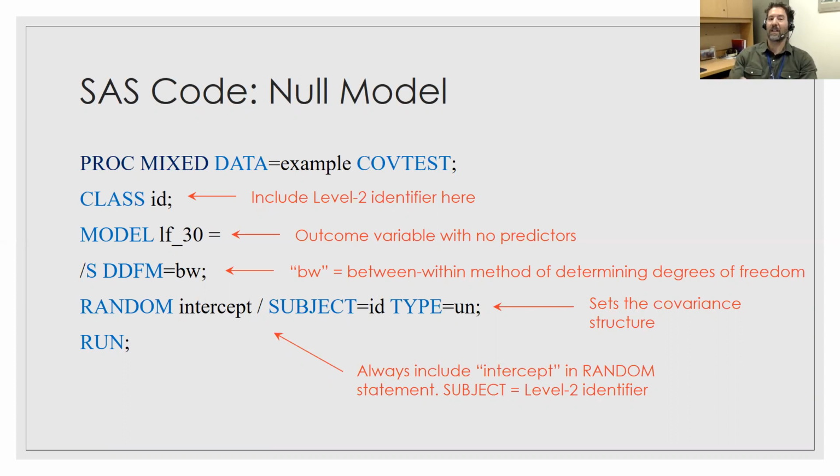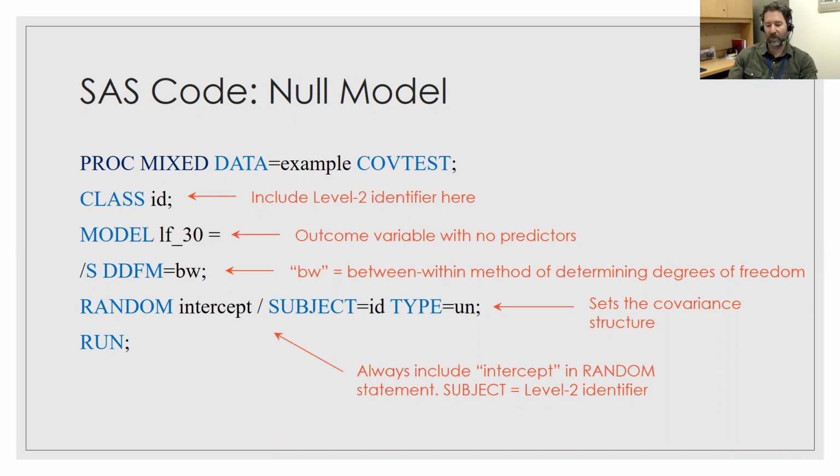Now, this is not a particularly efficient method. There are other methods where you're making assumptions about the structure of the data. And I've included documentation on that Google Drive that provides some explanation for these various structures. But again, type equals un means that you're not making any assumptions. So it's kind of a safe bet to use.